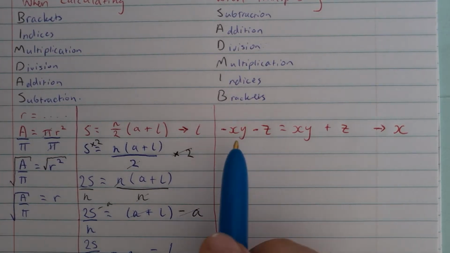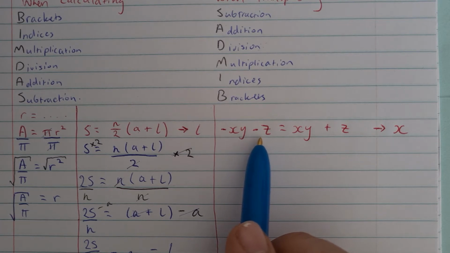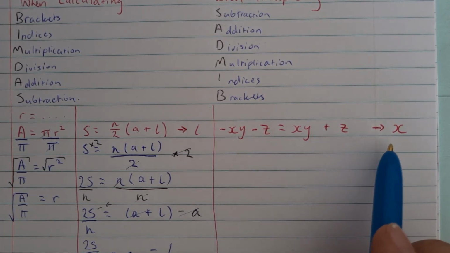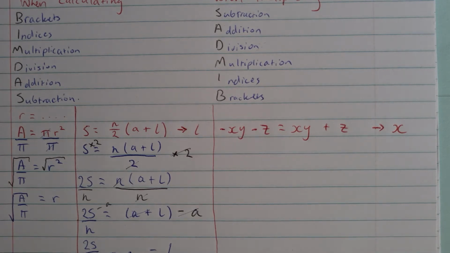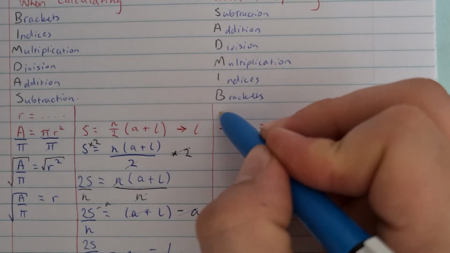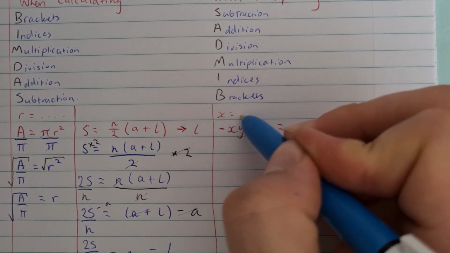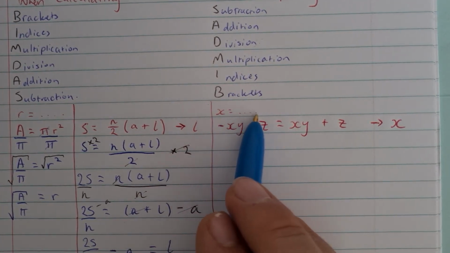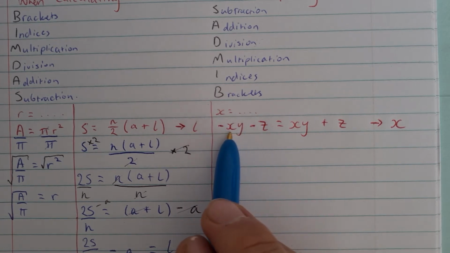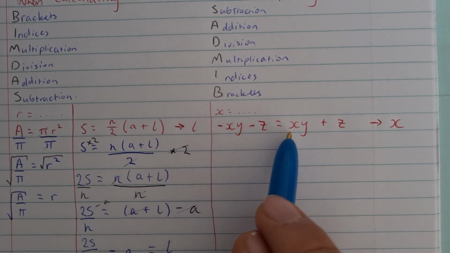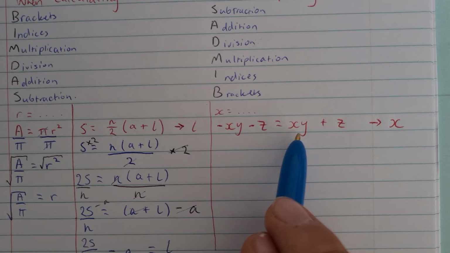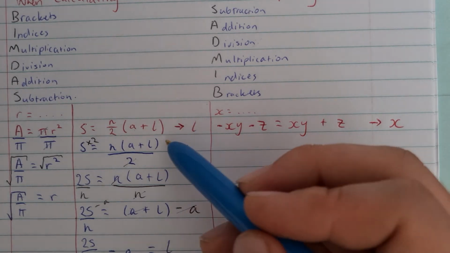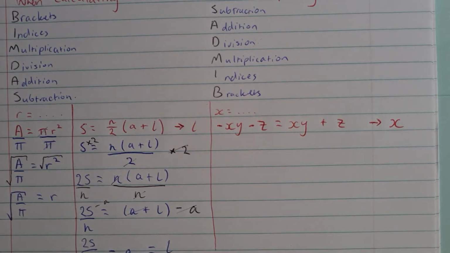Now we've got minus xy minus z is equal to xy plus z. And we want to make x the subject. So this one's a bit different. Because we want to have x is equal to something, there's only going to be one x. There's not going to be any x's on this side of the equation. But you can notice we actually have an x on both sides here. So we need to try to join them together to make x on its own before we can start rearranging everything else.